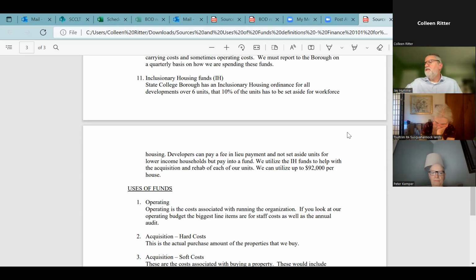Okay, so that is sources. And Colleen, could you hop over to the purchase cycle thing since we're still talking about where money comes from? I'll slip that in here and then we'll come back to the uses of funds.